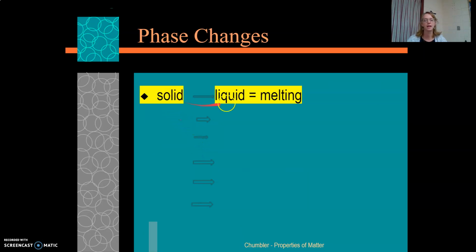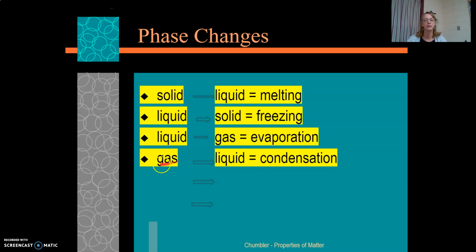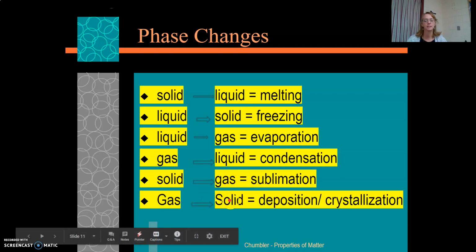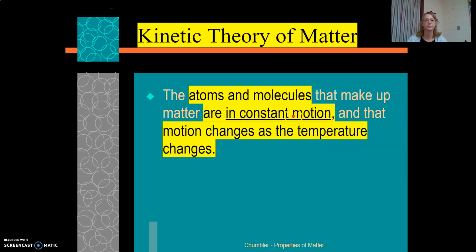All right, to get a solid to a liquid, it is called melting. A liquid to a solid is freezing. When a liquid turns into a gas, it is evaporation. When a gas goes to a liquid, it's condensation. If you want to jump from a solid straight to a gas, we call it sublimation, and a gas to a solid is called deposition or crystallization. I need to add in right here, liquid to gas is evaporation and boiling, and they're very different things. So we will talk about that.